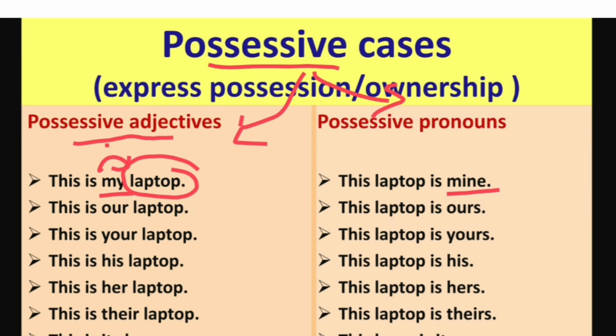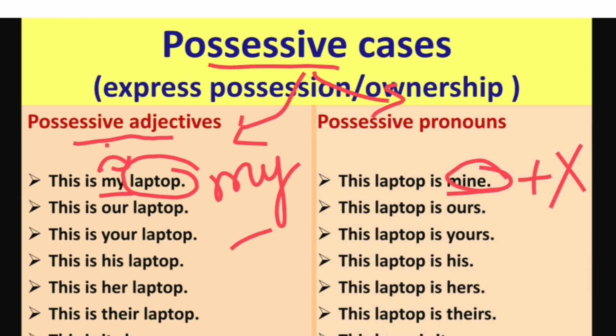But understand, I cannot say "this is mine laptop." No. After this mine, I cannot use an object. No, I cannot use it. And I cannot say "this is my" and stop. No. I cannot stop it. I have to say one object with this. So, with my, I should have one object. With mine, we should not have any object.